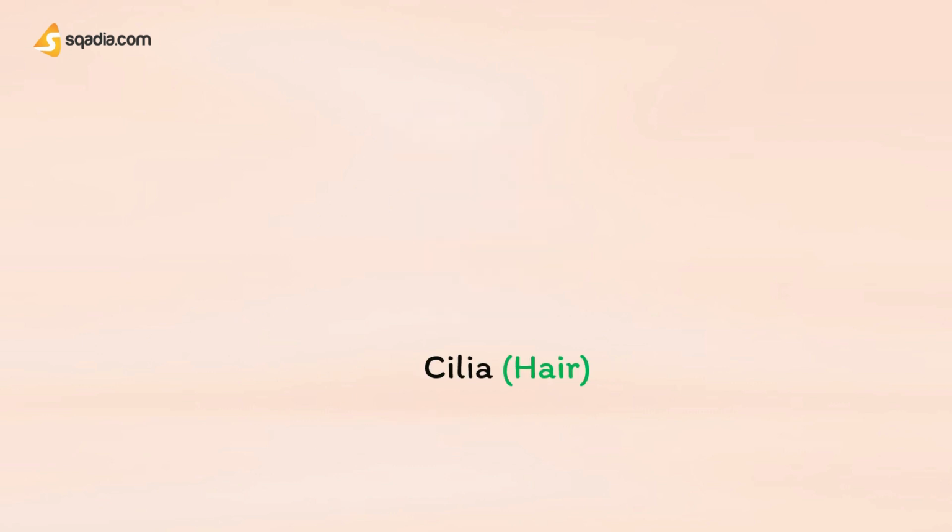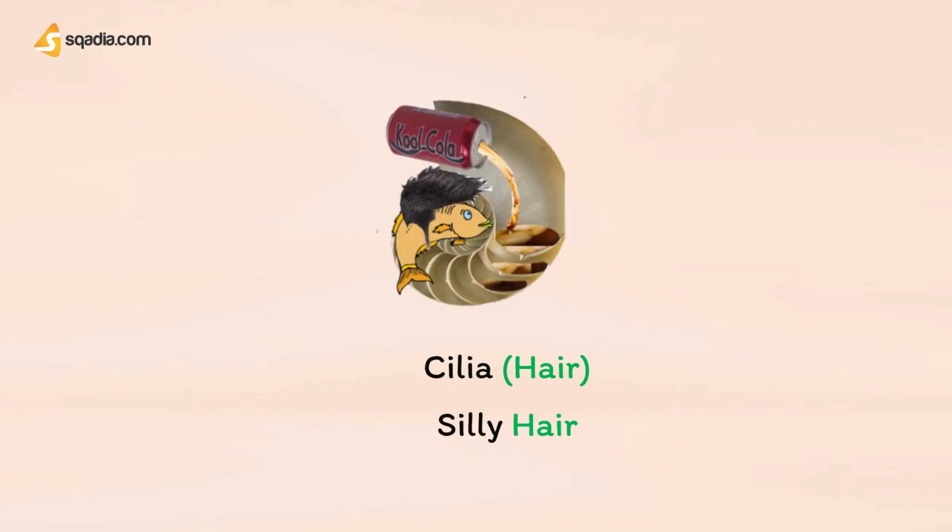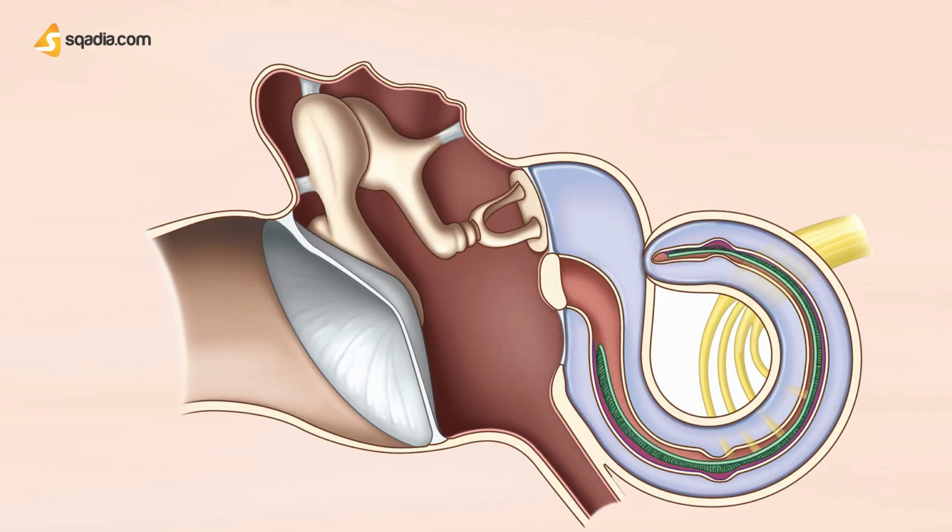Moving to the last mnemonic. There are tiny cilia or hairs all along the basilar membrane. These hairs move back and forth with the vibration of the fluid in the cochlea. To remember these hairs, imagine silly hair on top of the bass in your cochlea.